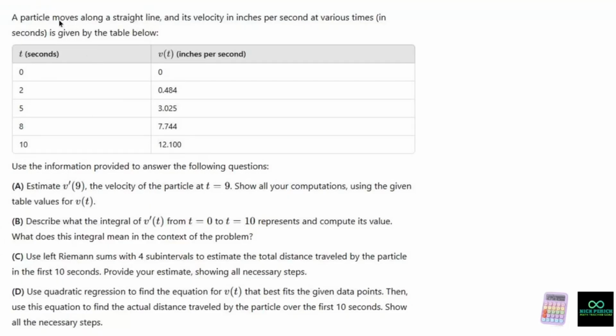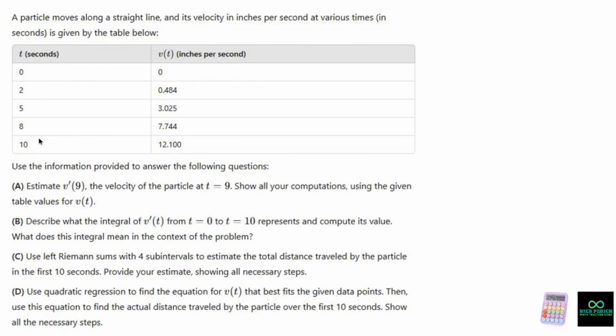Right, boys and girls, let's take a look at our first free response question. It's a calculator problem. We're given a table of values and a good old particle problem. A particle moves along a straight line and its velocity in inches per second at various times in seconds is given by this table below.